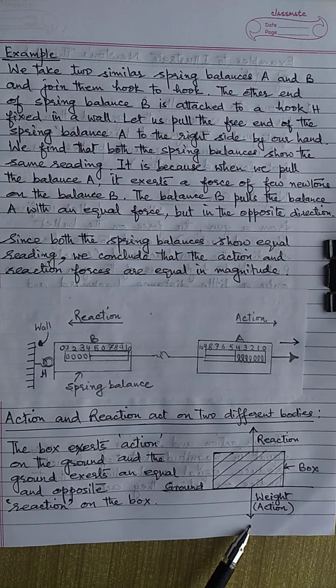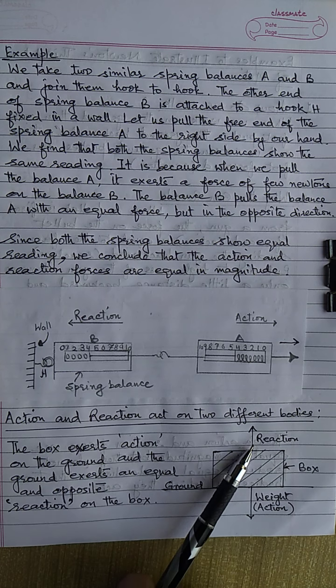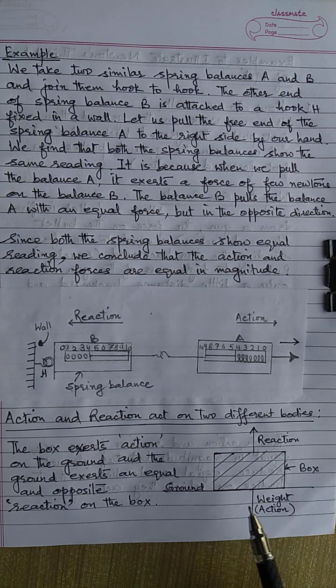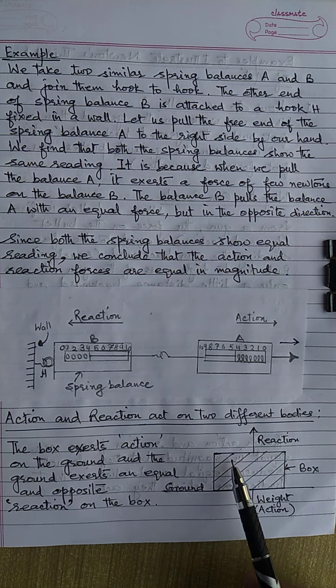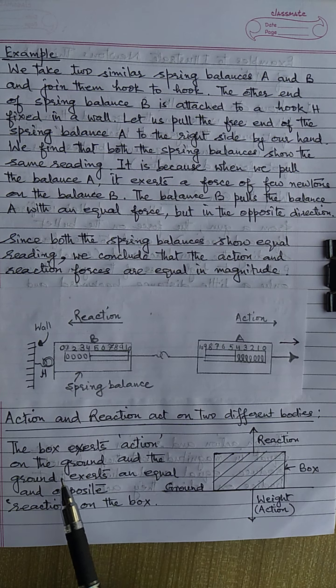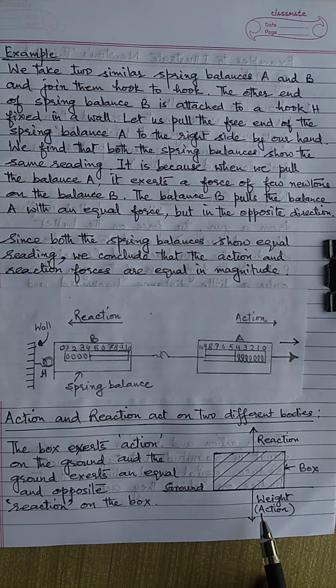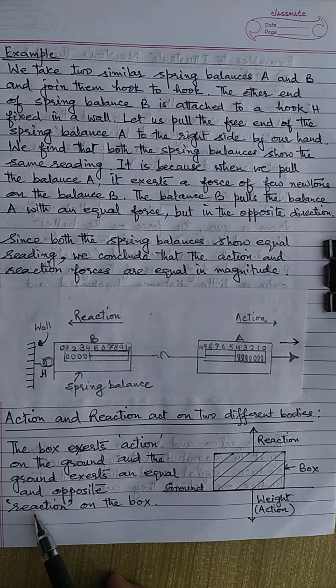So weight acts this side and the reaction force acts in the opposite direction. It looks as if the two forces are acting on the same box, but the case is not so. The box exerts action on the ground, the box exerts its weight on the ground, and in return the ground exerts an equal and opposite reaction on the box. So we must understand that action and reaction act on two different bodies.